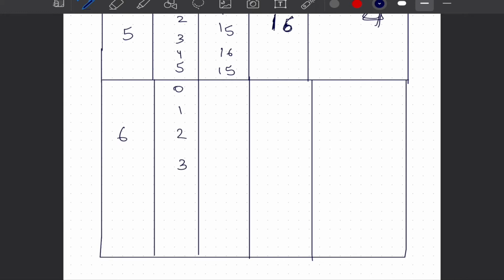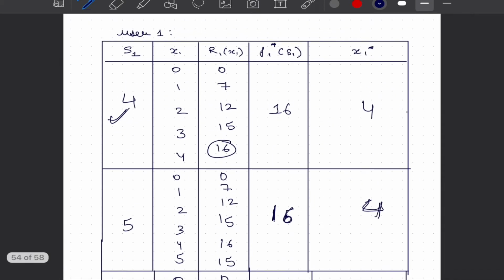Similarly, we will do the allocation for 6 units and then try to see how these values look. So we'll write 6 here. We have 0, 1, 2, 3, 4, 5, 6.